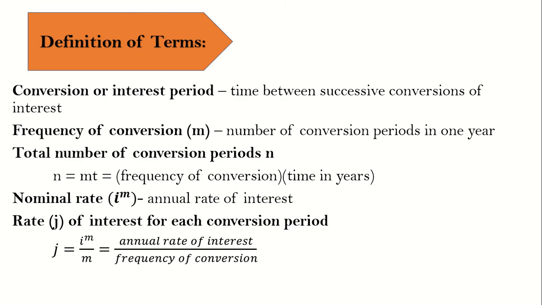Okay, these are the terms that you are going to encounter throughout the lesson. First is conversion period or the interest period. This is the time between successive conversions of interest. Example of which is quarterly, meaning the mode of payment is per quarter or every 3 months. Another example is semi-annually. We also have monthly, and so on.